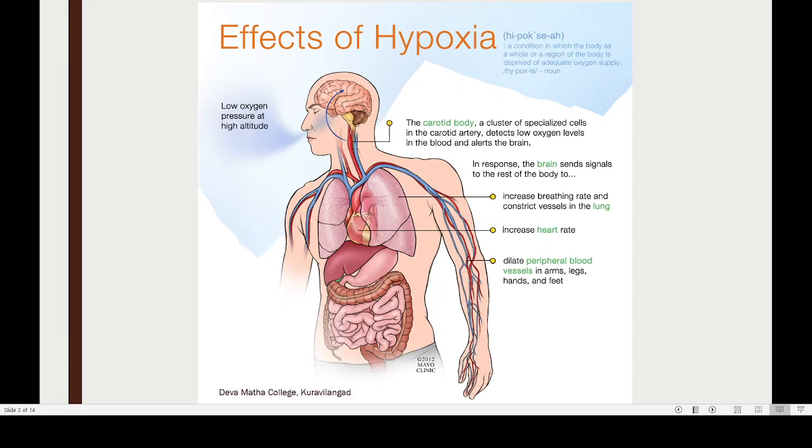The purpose is to utilize the best of the available oxygen. That is why there is an increased heart rate, to pump whatever small quantity of oxygen is available to different regions of the body, so that maximum utilization of the very little oxygen that is available is achieved. So that is the purpose, that is the effect of hypoxia.